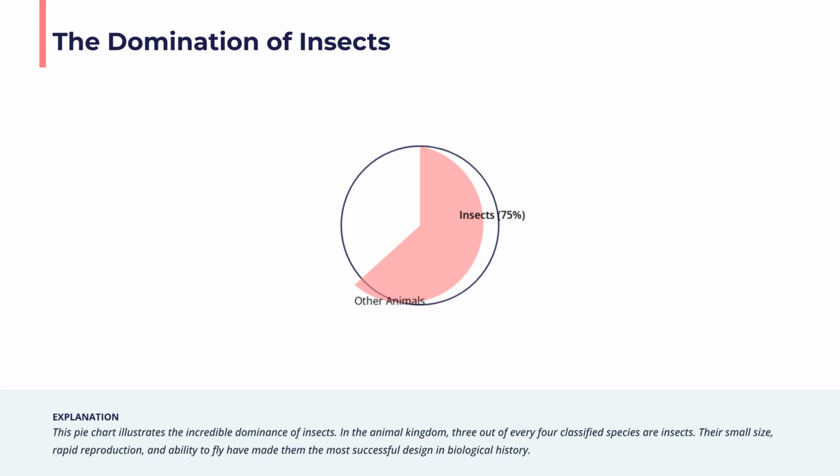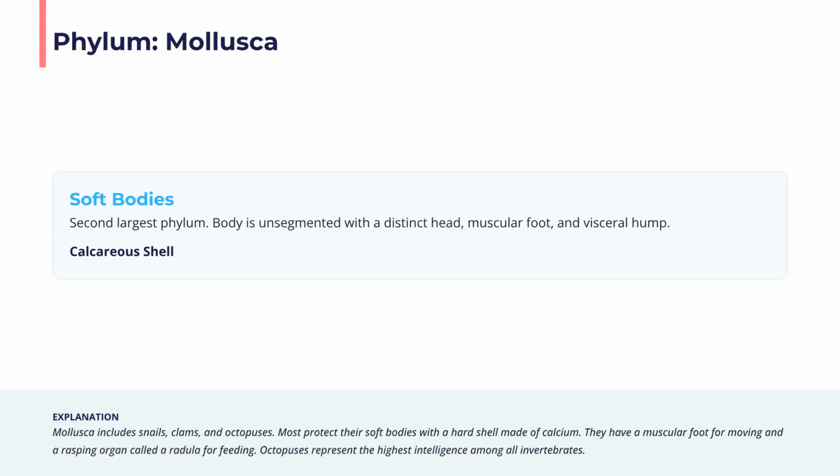Their small size, rapid reproduction, and ability to fly have made them the most successful design, representing 75% of all classified species. Mollusca is the second largest phylum, including snails and octopuses. They have soft, unsegmented bodies, often protected by a calcareous shell and a muscular foot for movement.